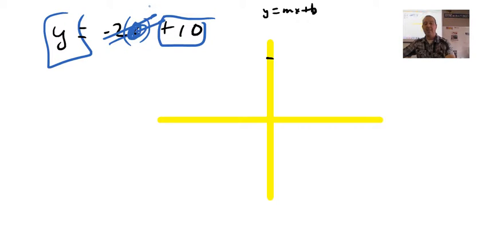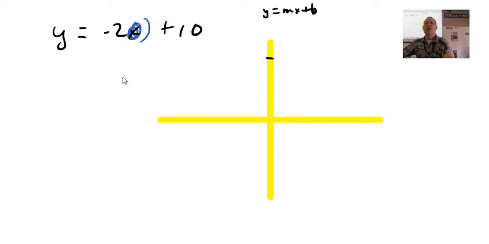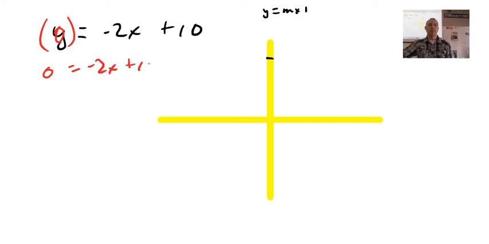How do I find my x-intercept, though? That's my question to you. Well, make it all equal 0. Yeah, more specifically, you want to set y equal to 0 to find the x-intercept, right? So that's 0 equals negative 2x plus 10. 2x equals 10, x equals 5. So at x equals 5, we have an intercept. At y equals 10, we have an intercept.